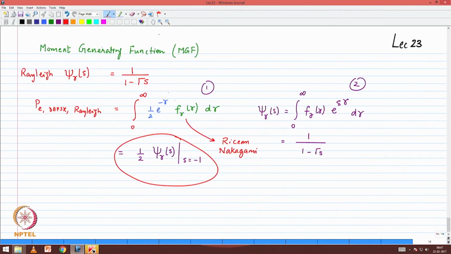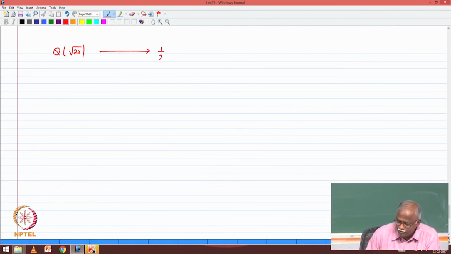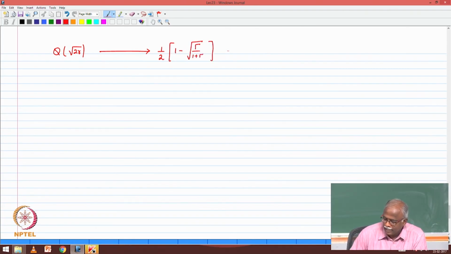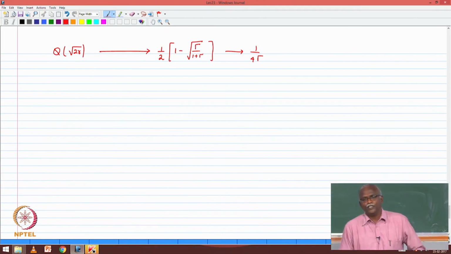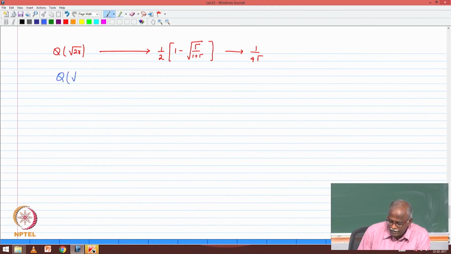Now let's complete the discussion. Just one more observation that I will give you. If I had the relationship for BPSK, Q of square root of 2 gamma, that is in AWGN, in fading we said that this maps to 1/2 of 1 minus square root of gamma divided by 1 plus gamma, and under high SNR this maps to 1/4 gamma. Now without redoing all of the calculations, can we get the expression for GMSK, where the error probability is Q of square root of beta gamma, where beta is not 2 but is equal to 1.4?